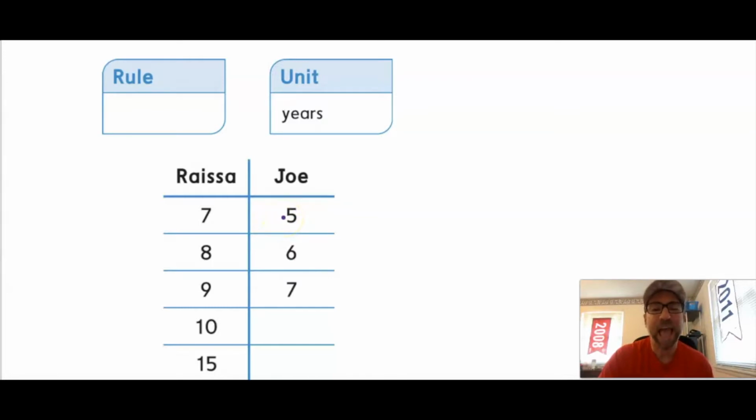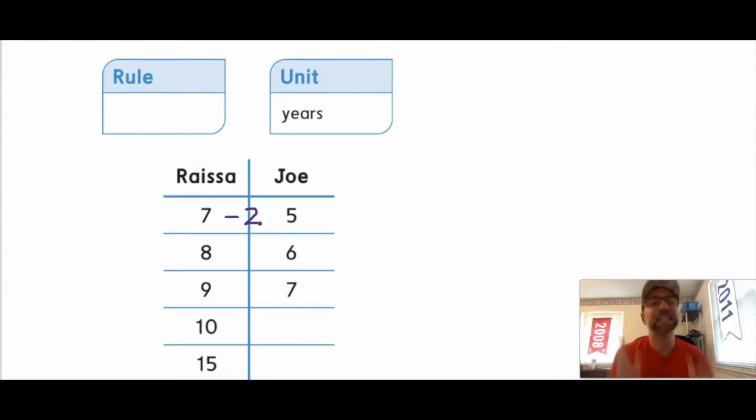Do I need to add or subtract if I'm getting smaller? Well, when my answer gets smaller, I'm going to subtract. Take away. How much am I going to take away? Start at 7, take away 1, 2, and I will land at 5. 7, 6, 5. So I subtract 2 to get to 5.